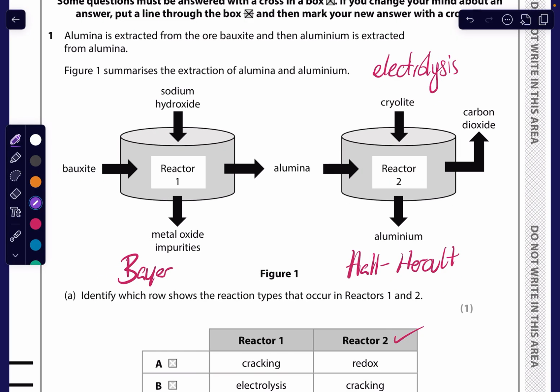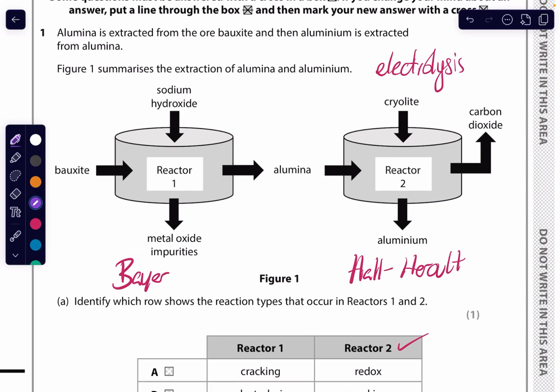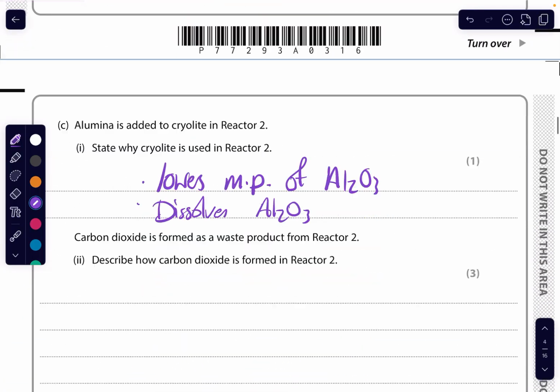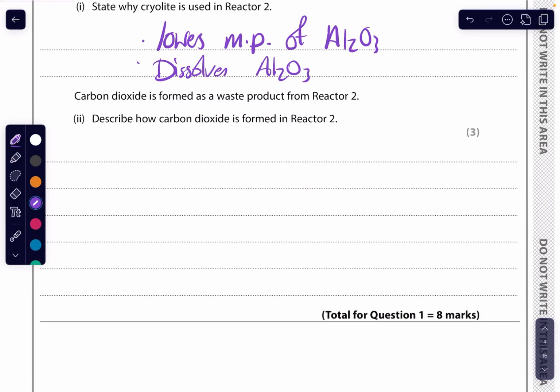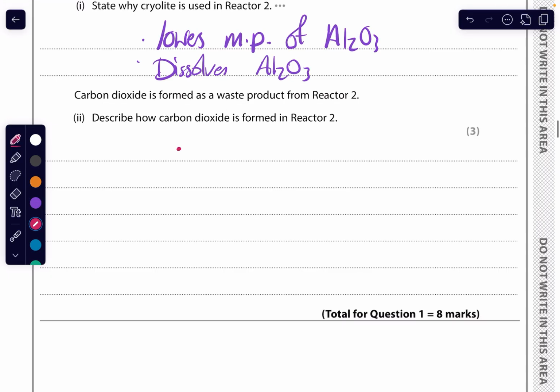What it wants you to do is to explain where carbon dioxide gas has actually come from because we started with alumina. So where we got the carbon from. That's essentially what it wants you to know. So first of all, you need to describe where the oxygen came from, and this is the easiest way to do it. I would just do it as chemical equations.